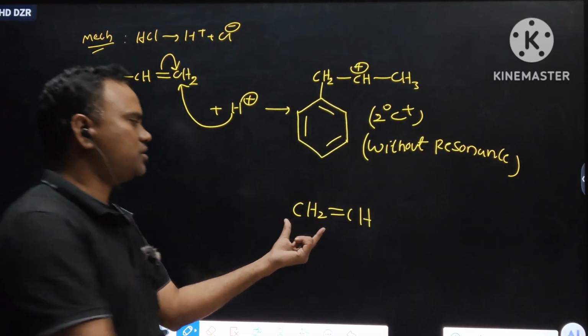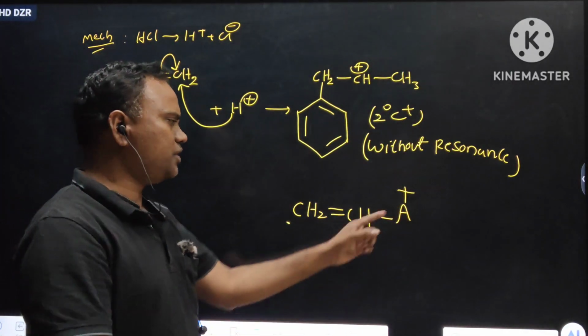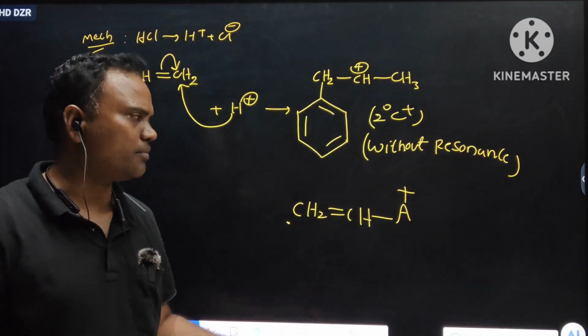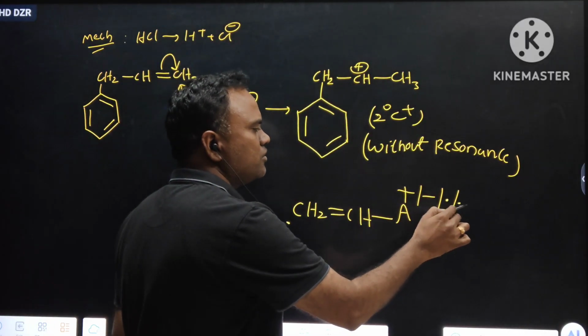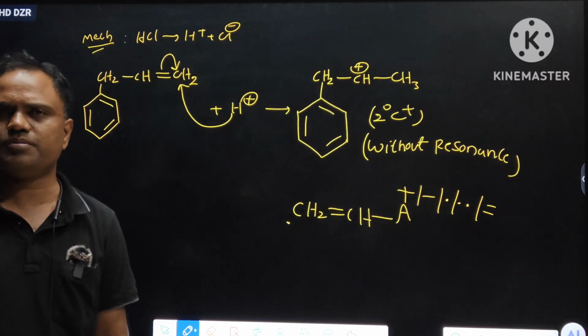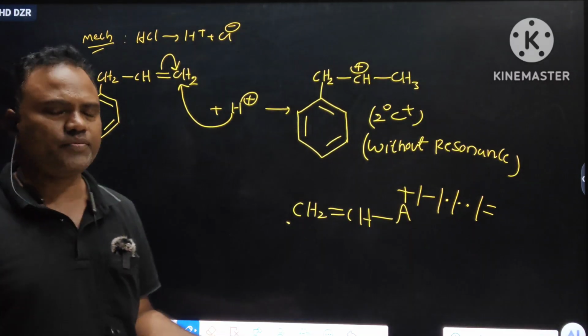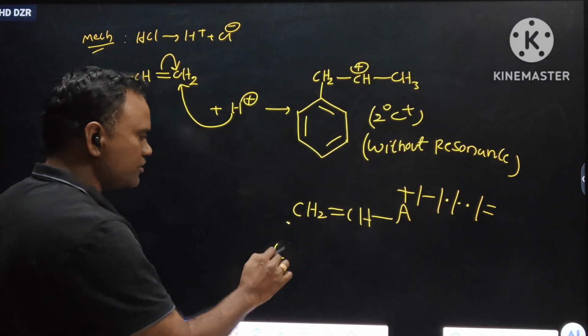When a double bond is connected to A with a positive charge, where A is any atom, mostly carbon, or A with a negative charge, a single electron, a lone pair, or another double bond, in that case resonance is present. Resonance effect means shifting of pi electrons or non-bonding electrons. Let us see one example.